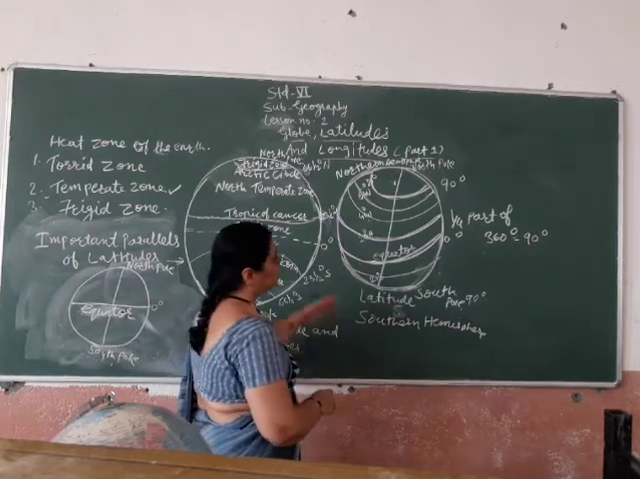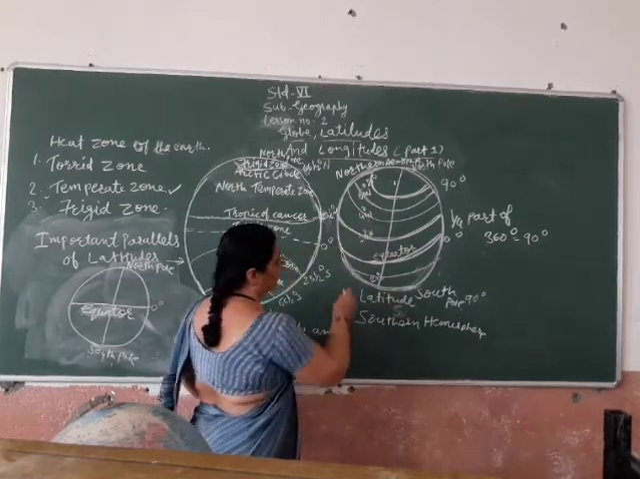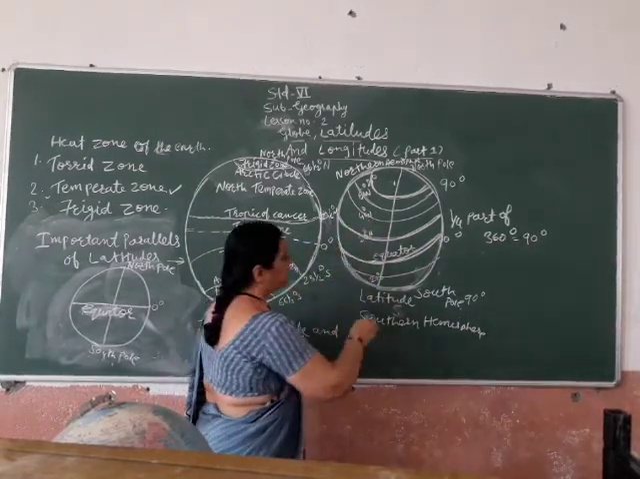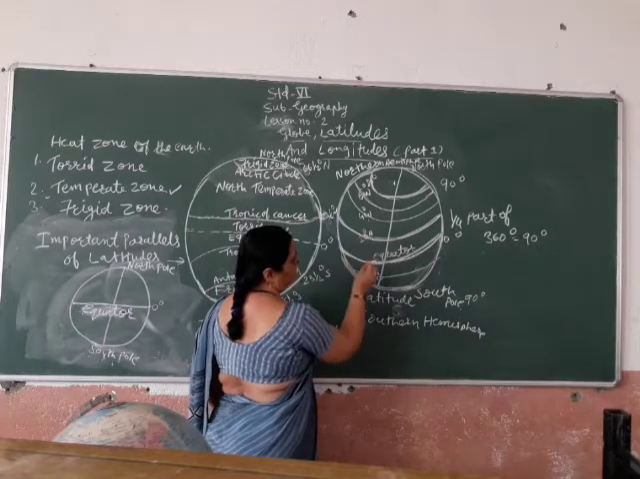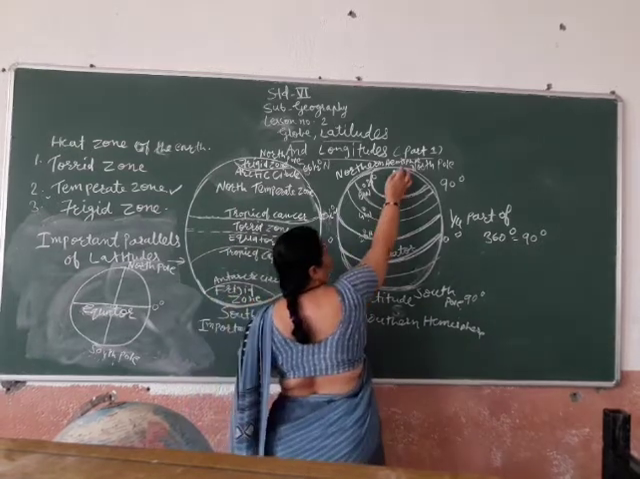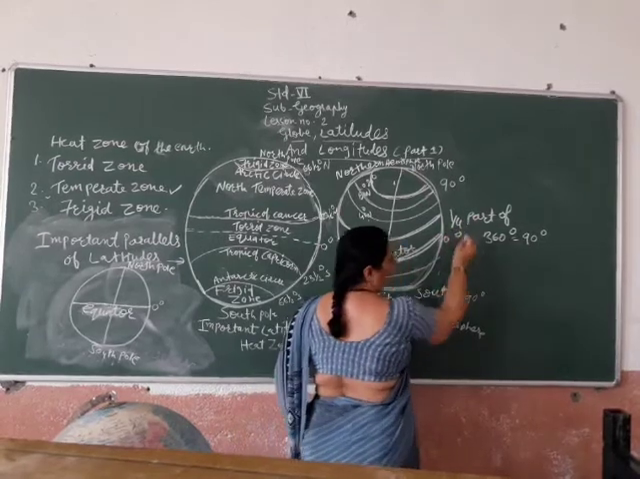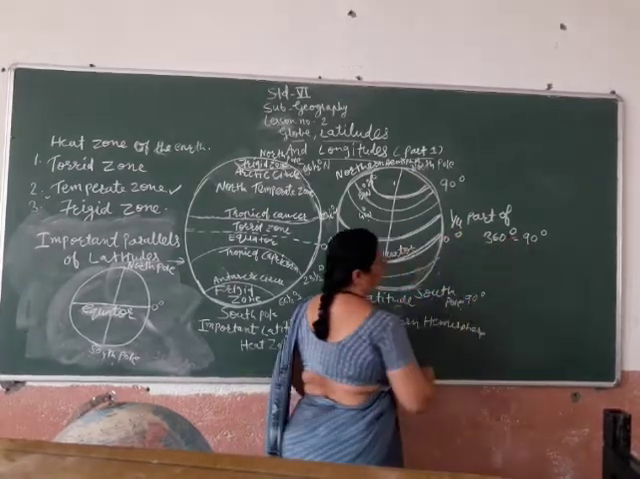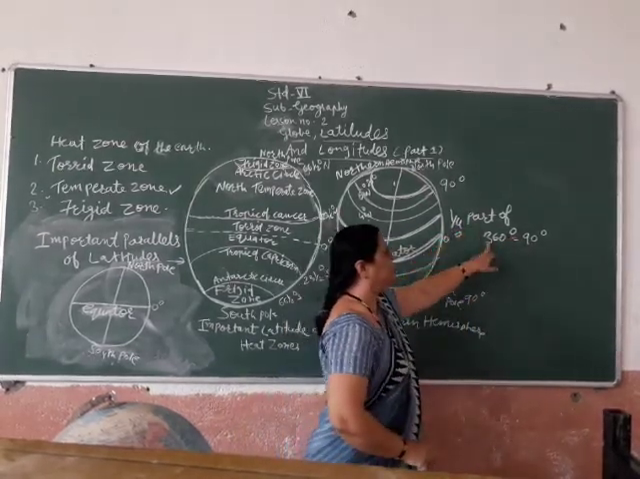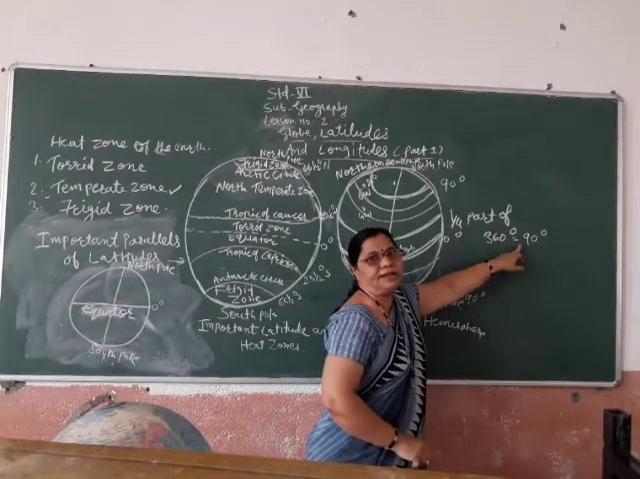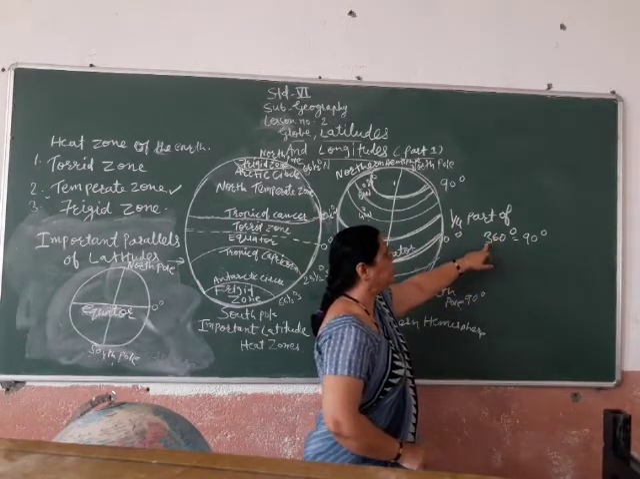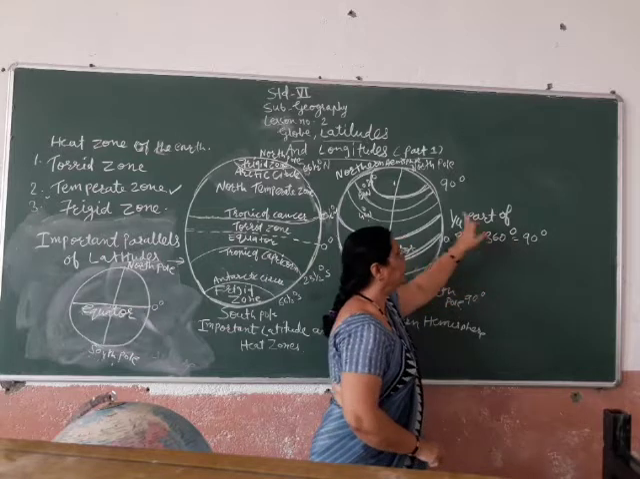Now see here, what is the difference and how do we measure this? Suppose from the equator to the North Pole is one-fourth part of 360 degrees, and here it is 90 degrees. Understood? 90 degrees, one-fourth part of 360 degrees.